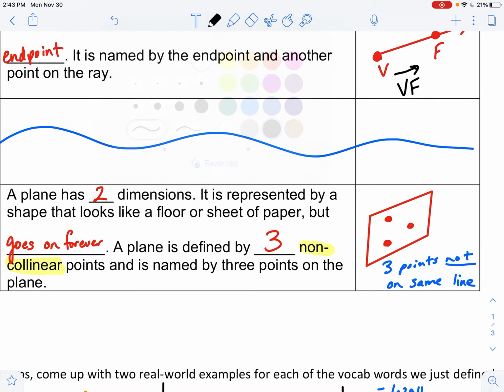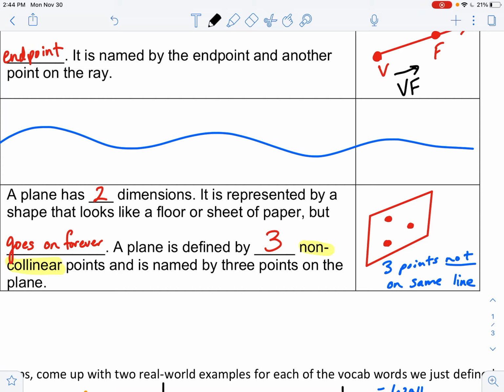So think about like when we graph, you got two dimensions. You got your x dimension and your y dimension. And a plane has two dimensions. It's represented by a shape that looks like a floor or a sheet of paper or a whiteboard. Here's our plane to the right there. Two dimensions. Goes on forever in both directions. Up, down, and left, right goes on forever.